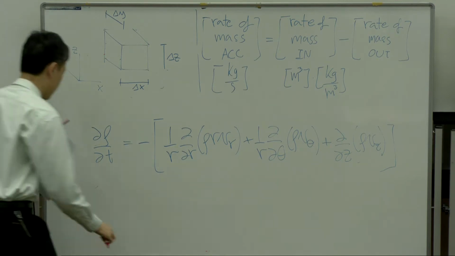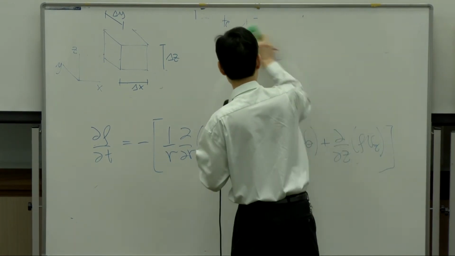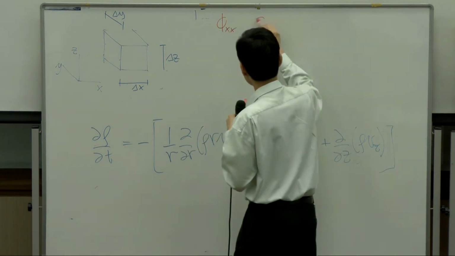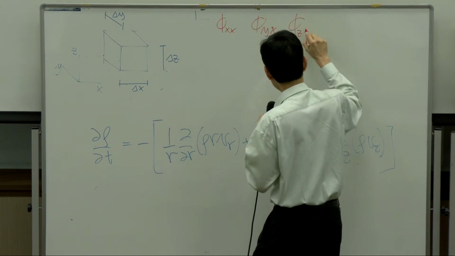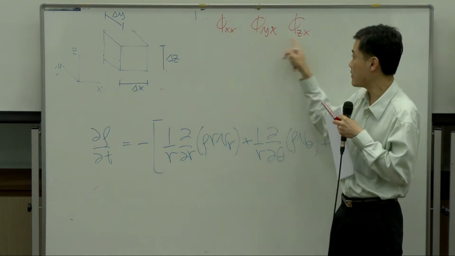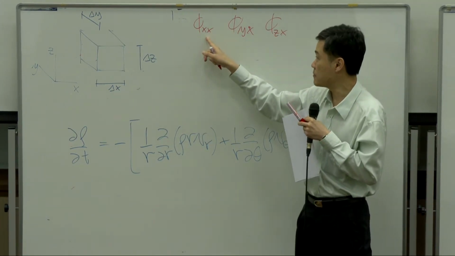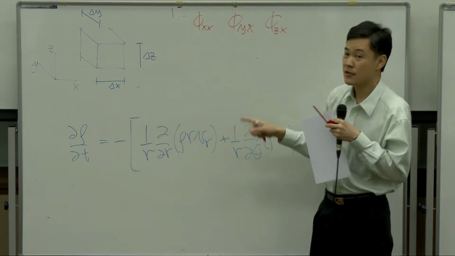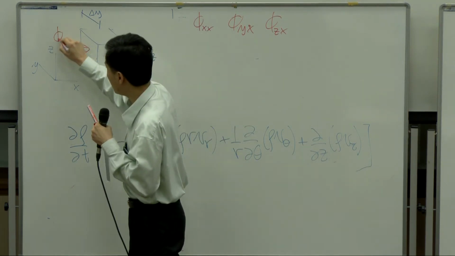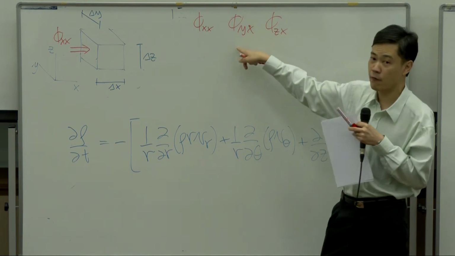X momentum should have 3 components associated with it: phi xx, phi yx, phi zx. These 3 have the second subscript x, so they are associated with x momentum. Okay? The first one is x momentum transferring in the x direction. So I can write down the transfer direction like this. This is phi xx. The second one is x momentum transferring in the y direction.